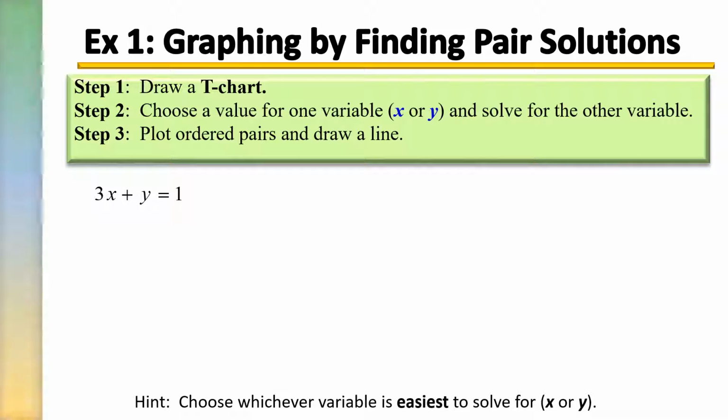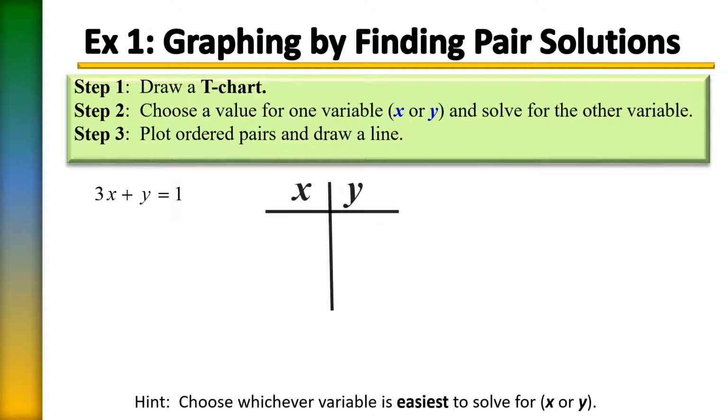Okay, so let's get started. This section will focus on graphing by plotting pair solutions. Now, plotting pair solutions is simply just picking your own points to plug in for x or y. So step one is to go ahead and draw a T-chart. Now, a T-chart is a great tool to use to help you organize your pair solutions. The next thing you want to do is to choose a value for one variable, either the x variable or the y variable, so that you can solve for the other variable. Step three, plot the ordered pairs and draw a line through the points.